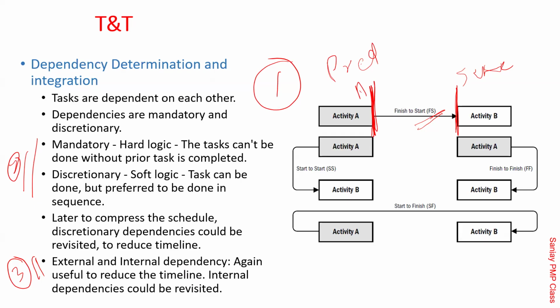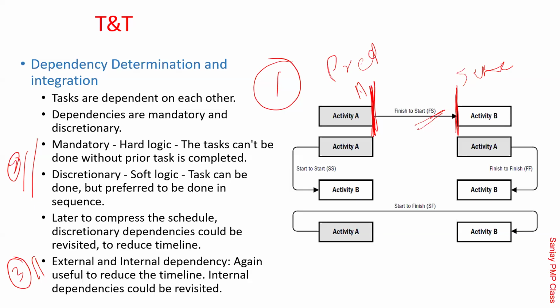When I say testing is dependent on development, it means finish to start. Development's end will be used to calculate the testing start date. That is finish to start. It's the default relationship. When nothing is said, it is always finish to start, correct? Is that clear?